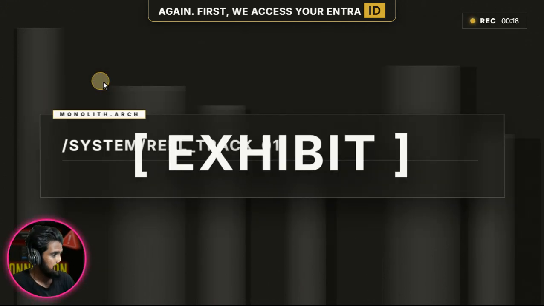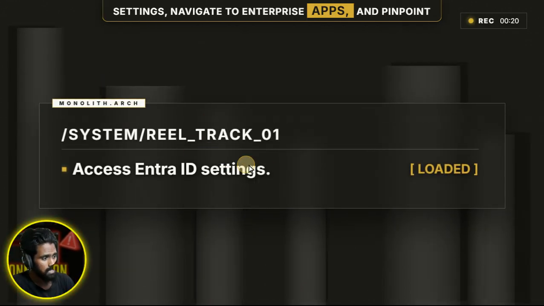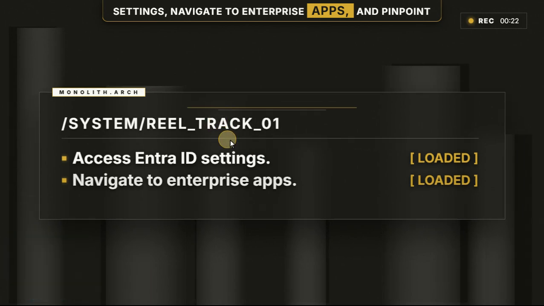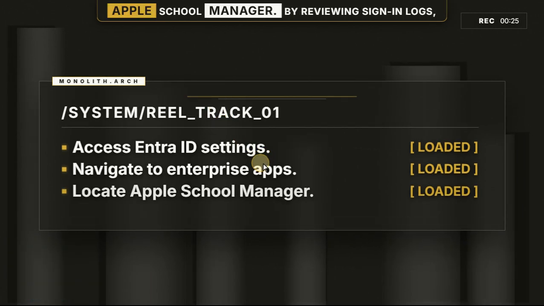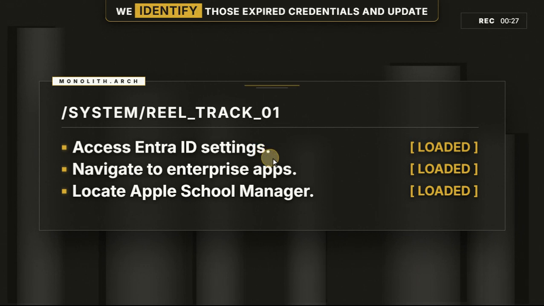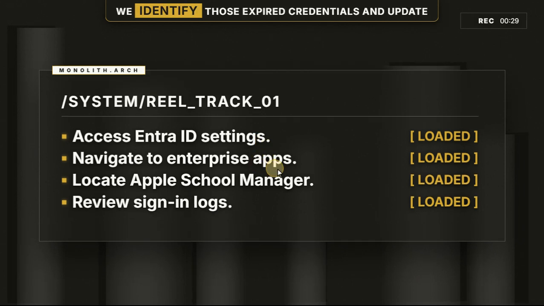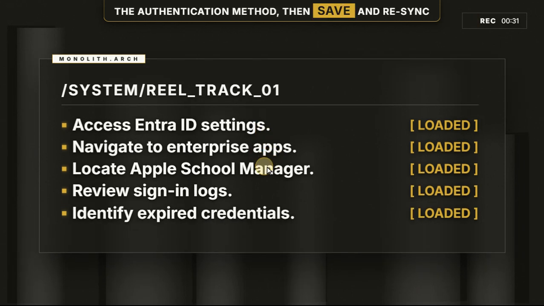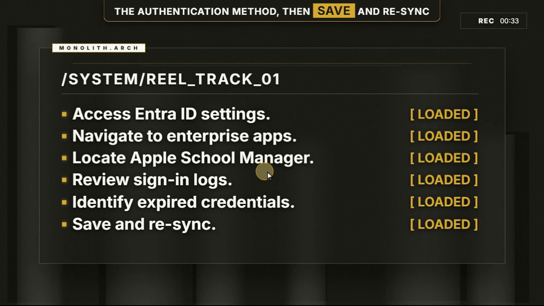First, we access your Entra ID settings, navigate to Enterprise Apps, and pinpoint Apple School Manager. By reviewing sign-in logs, we identify those expired credentials and update the authentication method, then save and retry to confirm.